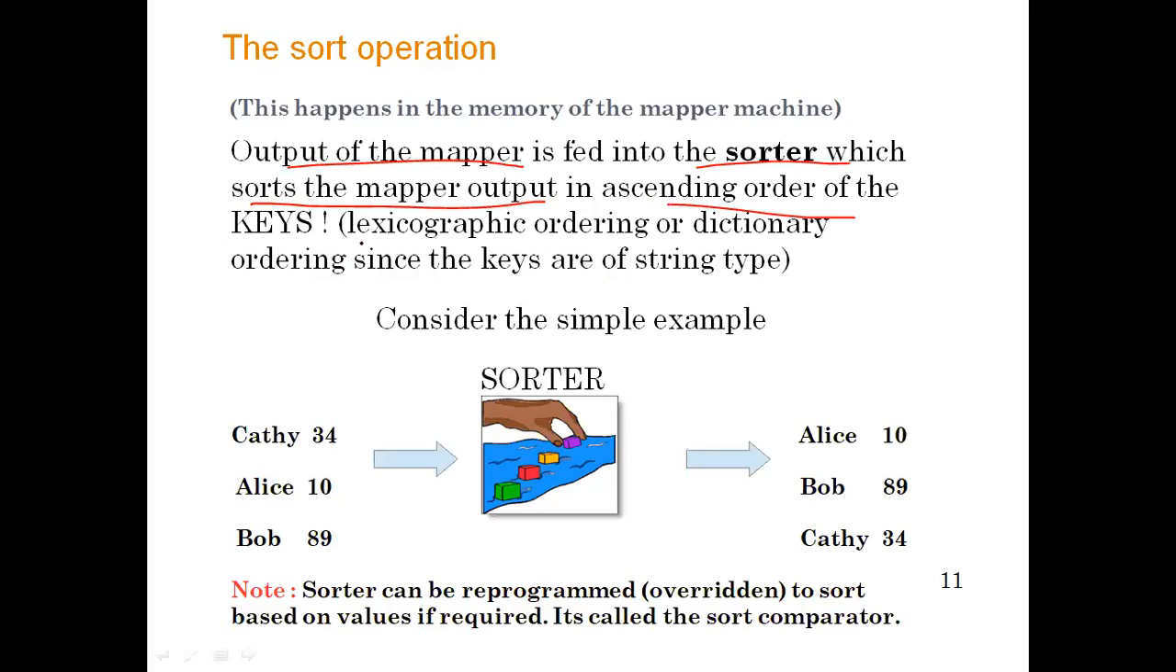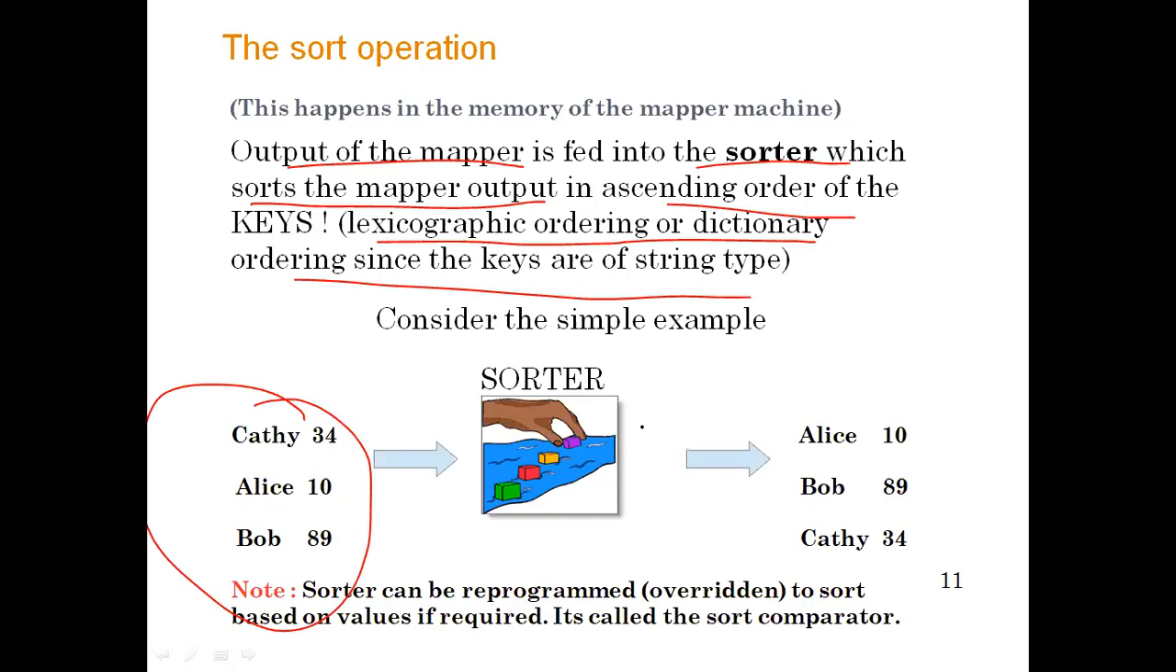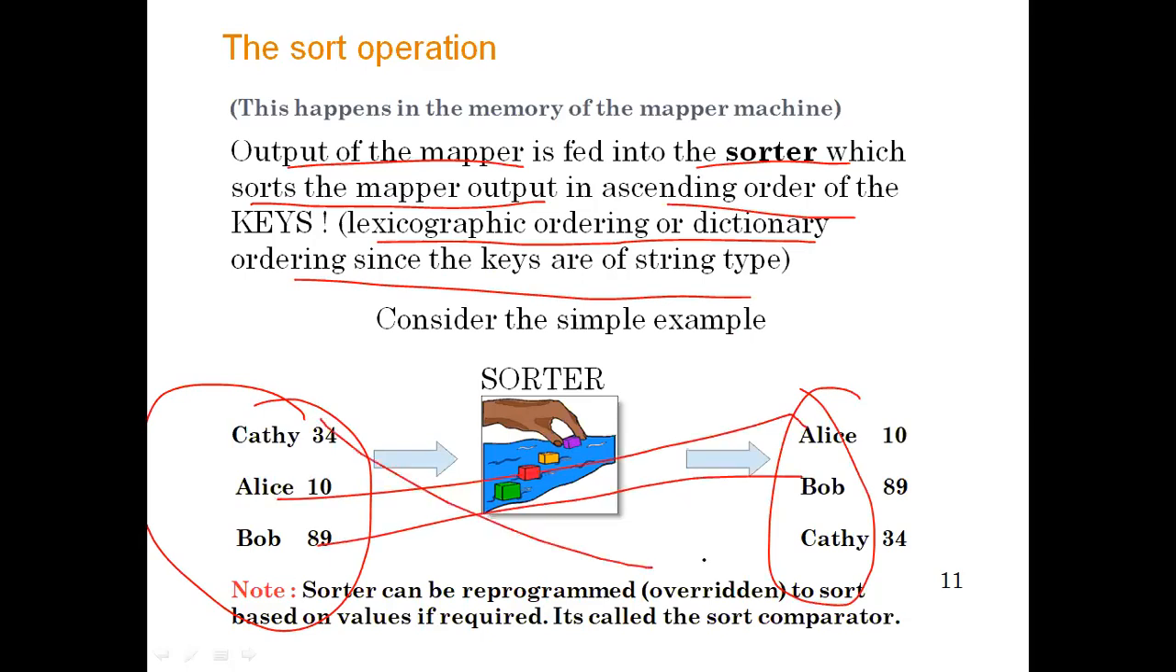If these are numbers, then we can follow ascending order on the numeric values 0, 1, 2, 3, 4 and so on. And if these are strings, then we follow lexicographic or dictionary ordering, since the keys are strings in our case. Consider the example: the sorter will sort alphabetically, so this will go here, this will go here, and this will go here. This is the only thing that the sorter has performed.